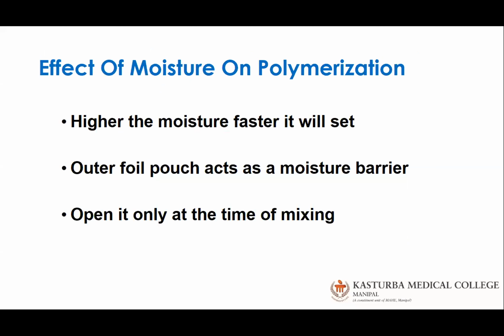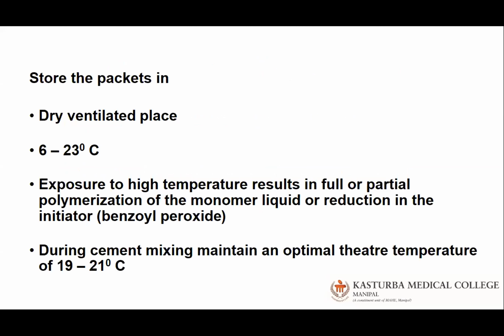So what are the other effects? The higher the moisture, the faster it will set. If you look at the cement pouch, you will have the outer foil, which is a moisture barrier. So if you open the cement and keep it outside for a longer time, then it will set faster. So open it only when you start mixing it, just before mixing. And where do you store it? You store it in such a way that moisture does not enter. You store it in a dry ventilated place at around 6 to 23 degrees of temperature.